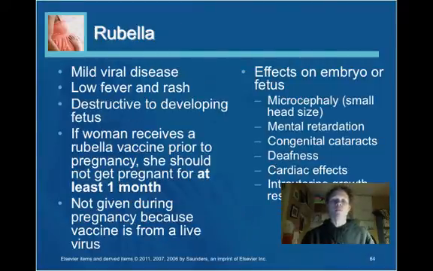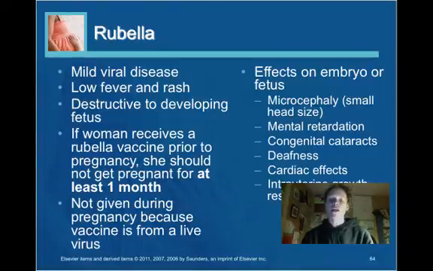Rubella typically is a mild viral disease. It's one of the diseases that most everyone is immunized for when you get the MMR. So in most of us, if we were to get rubella, it would be mild. Some signs and symptoms would be a fever and a rash. However, the disease is devastating to a developing fetus. If a woman receives the rubella vaccine prior to pregnancy, she should not get pregnant for at least 1 month.